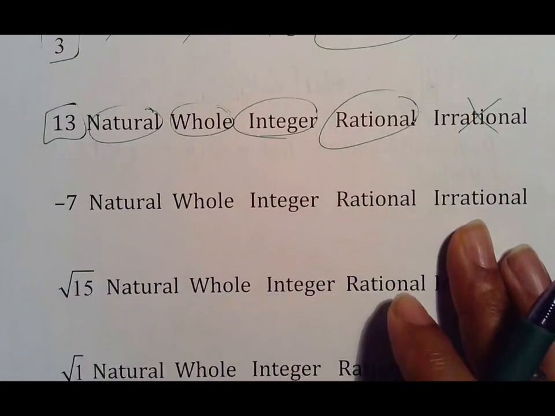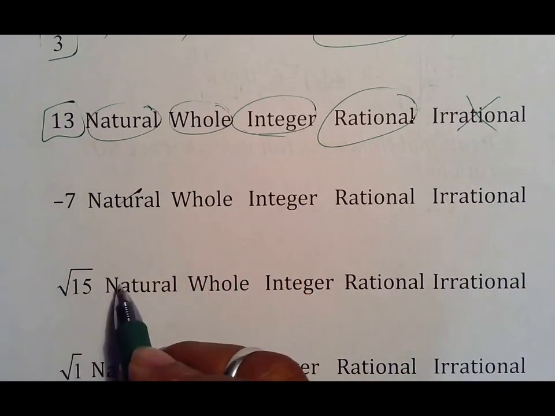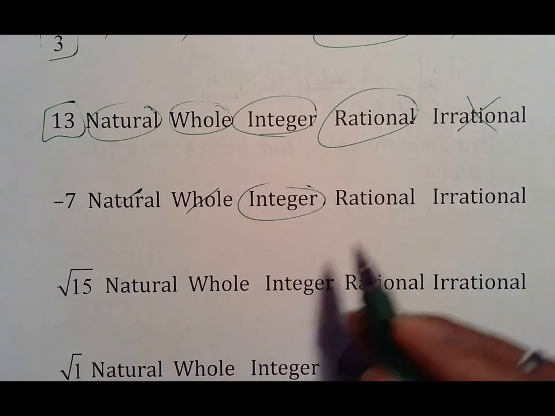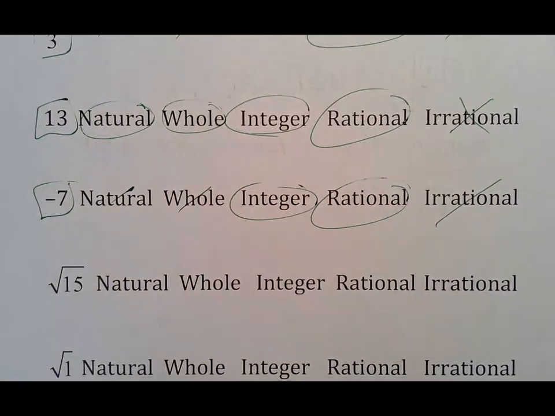And there are some questions on your homework that are asking you to pick everything that it is. You do not count negatives in natural numbers. There are no negatives in whole numbers. There are negatives in integers. And does it fit into a box? Yes, which means it's not irrational. So that would be your options there.